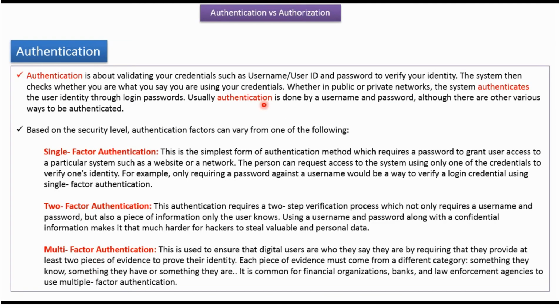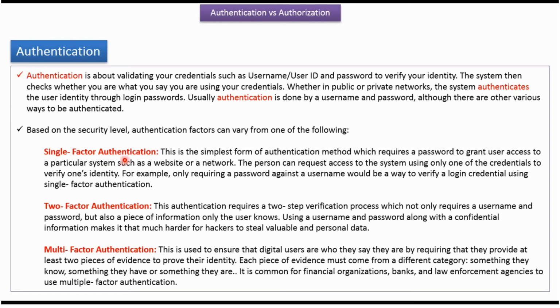Usually authentication is done by a username and password combination. If the username and password are correct, then the system allows you to log into the system. And there are three different authentication factors. The first one is single factor authentication. The second one is two-factor authentication. And the third one is multi-factor authentication.